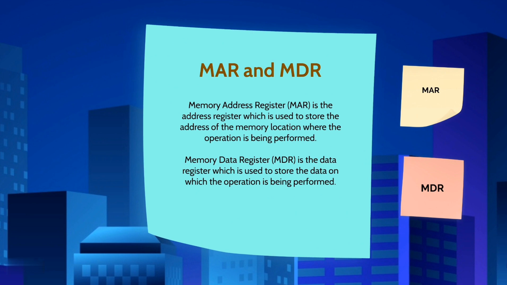MAR stands for Memory Address Register. It is the address register which is used to store the address of the memory location where the operation is being performed. MDR stands for Memory Data Register. It is the data register which is used to store the data on which the operation is being performed. Now I request Samiksha to carry on the presentation.